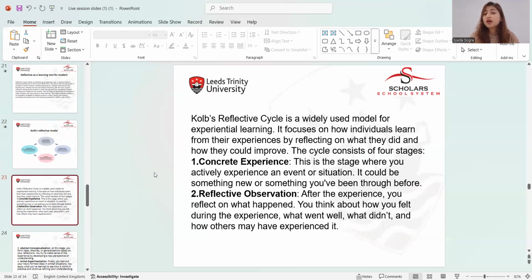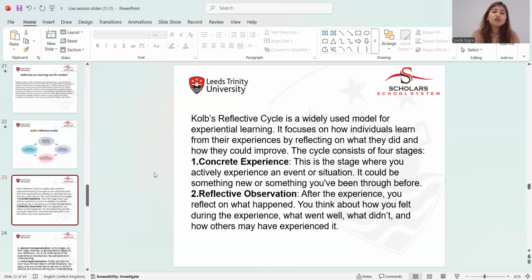So Cope's reflective cycle is a widely used model for experiential learning. It focuses on how individuals learn from experience by reflecting on what they did and how they could improve. The cycle consists of 4 stages, starting with the concrete experience. This is the stage where they actively experience an event or situation, and it could be something new or something you have been through before.